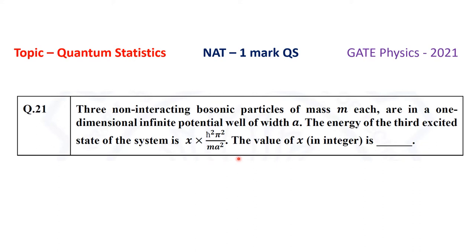In order to solve this problem, we need two important concepts, and they are: first, how are the energy levels located in a one-dimensional infinite potential well of width a? And the second thing we have to know is how the three bosonic particles will be arranged in the one-dimensional infinite potential well energy levels to have the third excited state of this system. Now let us see the solution.